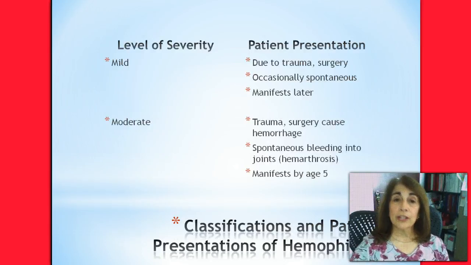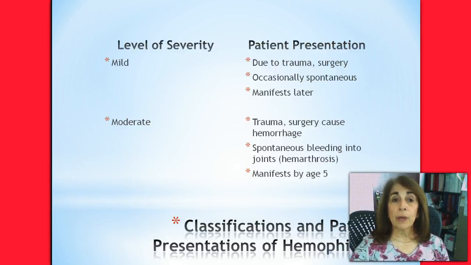Talk a little bit about the classification and patient presentations of hemophilia A. There's mild, moderate, and severe levels of severity. The patient presentations differ a bit in the demographics as well as the bleeding and hemorrhaging that they present with. To review, mild hemophilia A is usually manifested later in life. It is usually associated with trauma and surgery, and it is occasionally spontaneous.